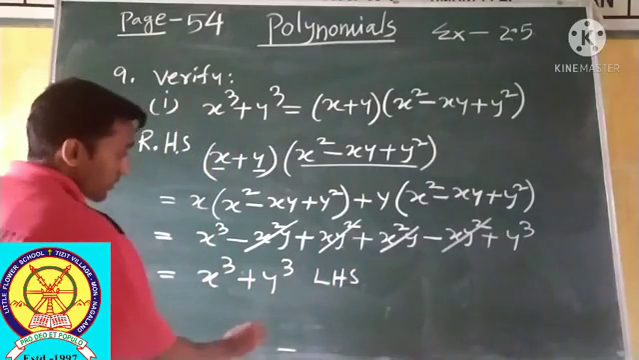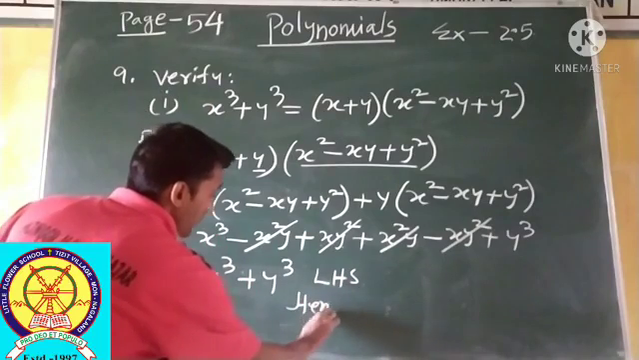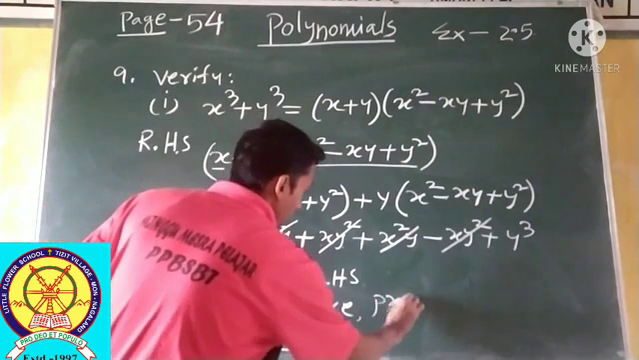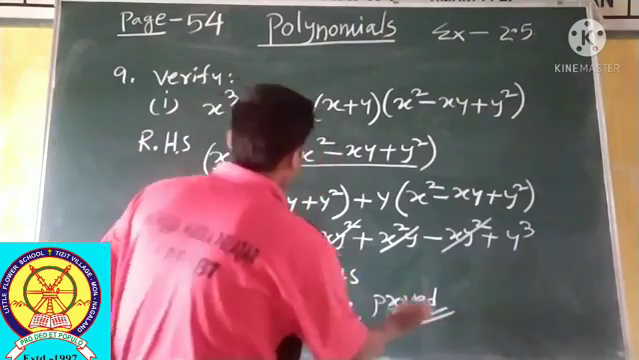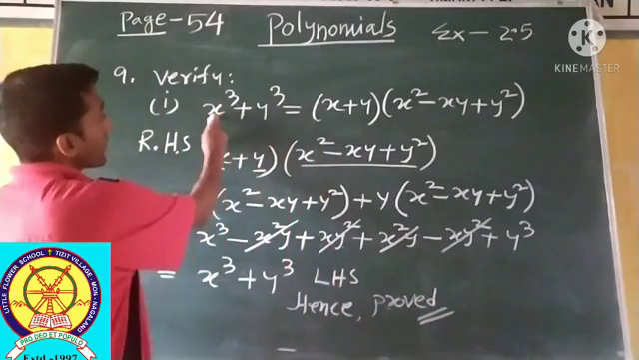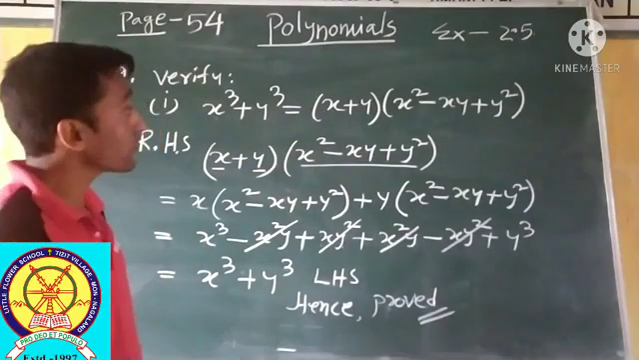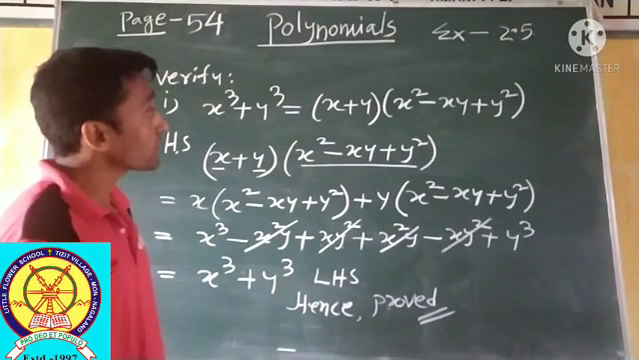So hence it is proved that left hand side is equal to right hand side, that x cube plus y cube is equal to x plus y into x square minus xy plus y square.